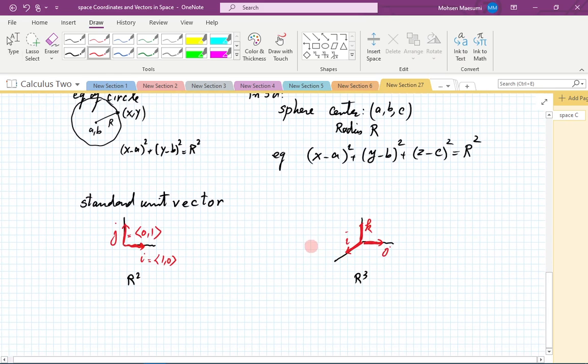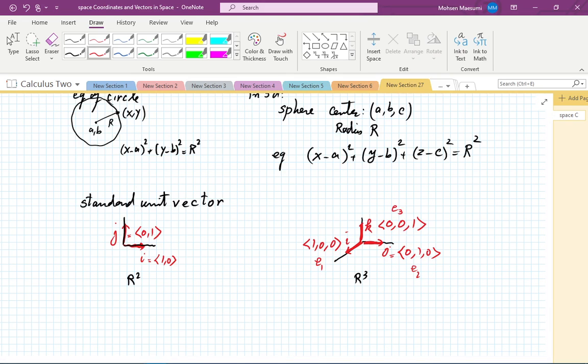Designation of these things: I will be now 1 0 0, J is going to be 0 1 0, and K is going to be 0 0 1. Well, you can notice that we are going to run out of letters in that style, so when you go to your linear algebra class, they might call this one E1, this one E2, this one E3, or a similar kind of terminology, in order to get ready for R4, R5, and so on, in which case IJK is not going to be a good notation.